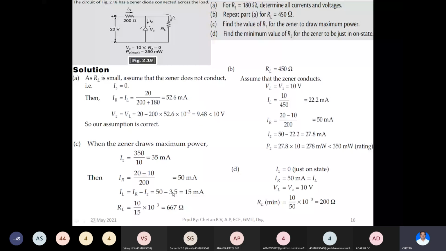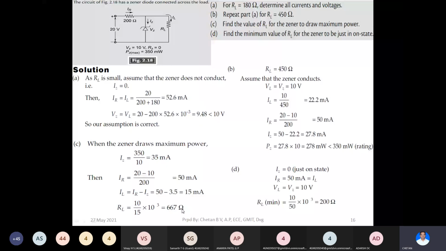Then afterwards, RL. So how to find out this RL? You have to divide this voltage, that is VL, which is equal to Vz, 10 divided by the value of IL. You will get this much, 667 ohm. Then afterwards, find out the last one, RL, the minimum value of RL.